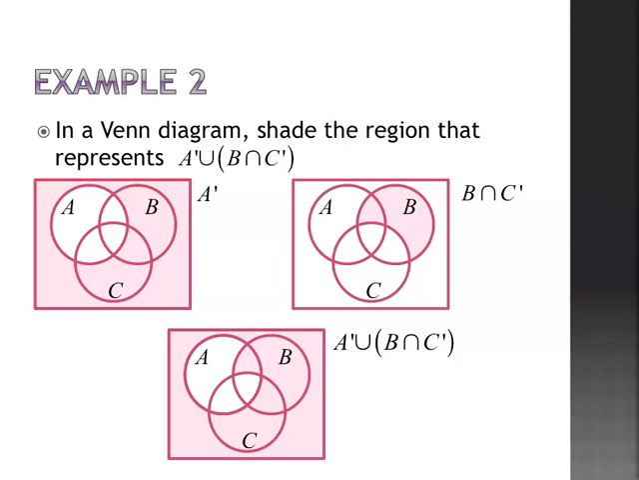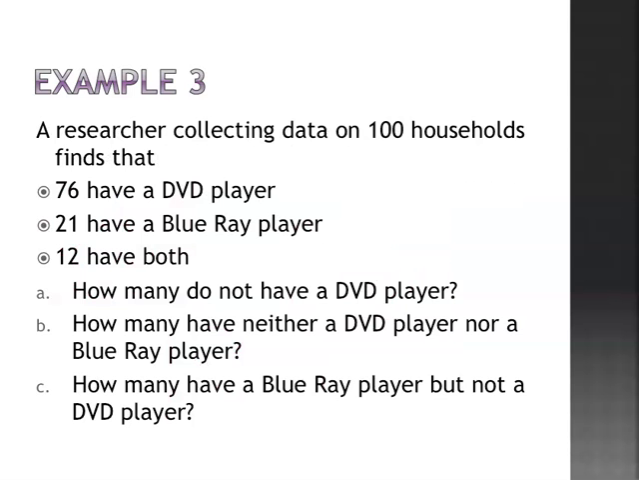Let's take a look at an example where we're actually working with some data. All right, a researcher collecting data on 100 households finds that 76 have a DVD player, 21 have a Blu-ray player, and 12 have both. Part A, how many do not have a DVD player? Part B, how many have neither a DVD player nor a Blu-ray player? And Part C, how many have a Blu-ray player but not a DVD player?